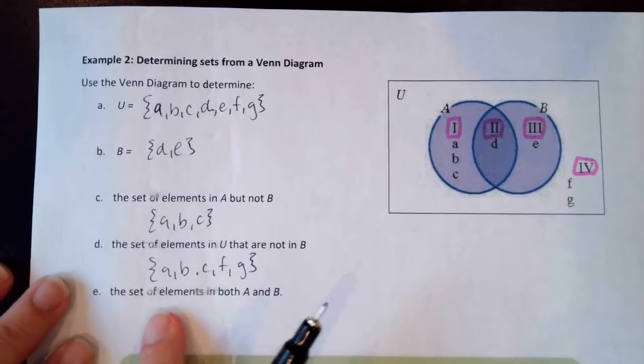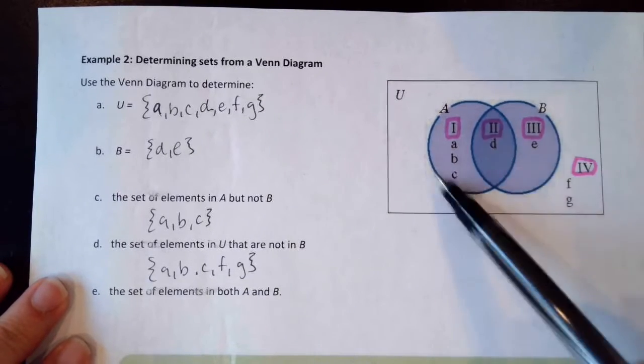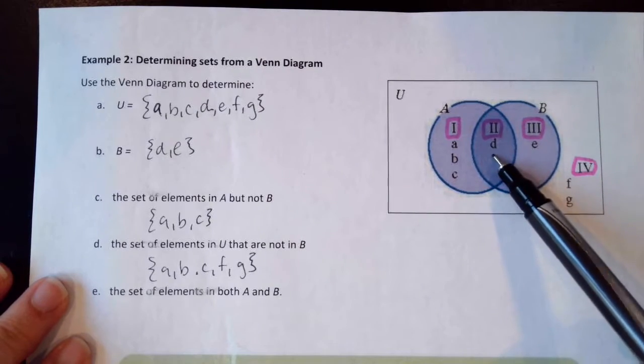And then this one is the set of elements in both A and B. So they have to be sitting in the circle for A and also sitting in the circle for B. There's only one element that satisfies that, it's D.